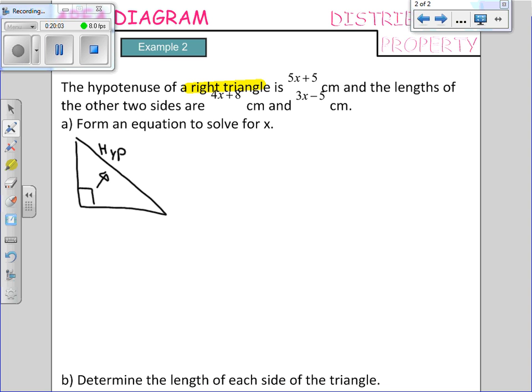And the lengths of the two other sides, you can choose which side's which. This one's going to be 3x minus 5. And this side's going to be 4x minus 8. You can choose which one's which. That's my doing. Form an equation to solve for x. Matthew. Wouldn't you put them all in brackets to the power of 2? Yeah, you're on the right track. Because what are you using?